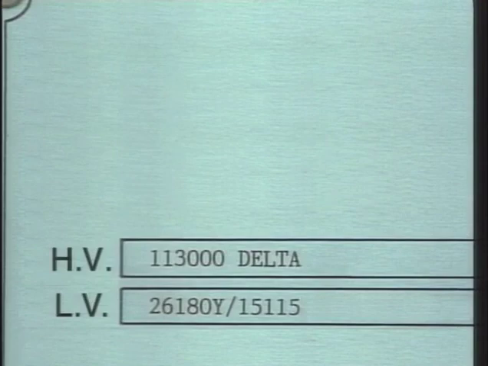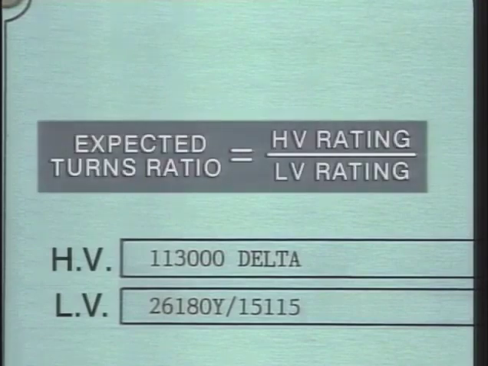By themselves, nothing. They have to be compared to the ratios that the transformer is expected to provide. The expected ratios can be calculated from information on the transformer's nameplate. The information needed is the winding voltage rating for both the high voltage and low voltage windings. To calculate the expected turns ratio, the high voltage rating is divided by the low voltage rating.